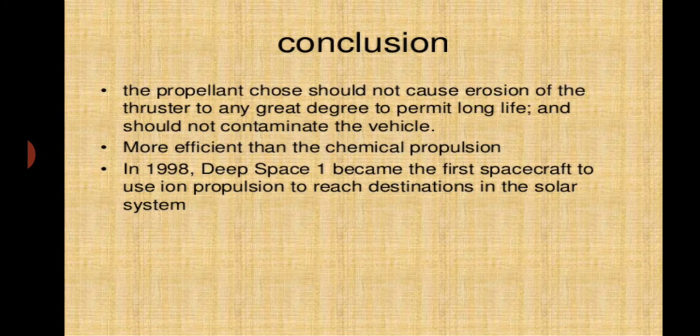So lastly, conclusion. The propellant chosen should not cause erosion of the thruster to any great degree, to permit long life, and should not contaminate the vehicle. It is more efficient than chemical propulsion. In 1998, Deep Space 1 became the first spacecraft to use ion propulsion to reach a destination in the solar system.